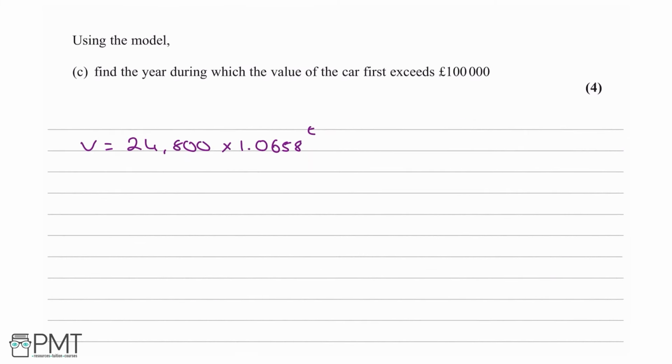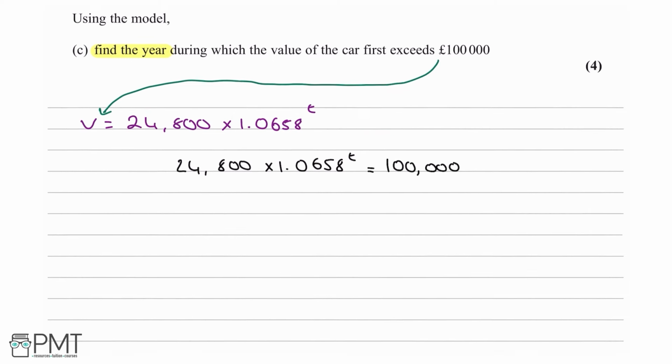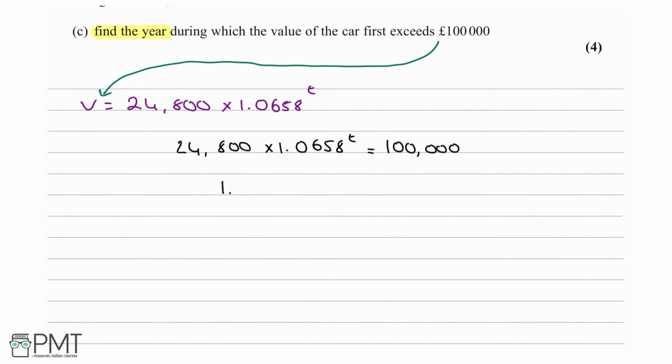Part C is asking us, using the model, find the year during which the value of the car first exceeds £100,000 for 4 marks. I'm going to highlight where it says find the year, because it shows we need to give a final year as our answer. To solve this question, I'm going to substitute 100,000 for our value of v. So we will end up with the equation 24,800 times 1.0658^t equals 100,000.